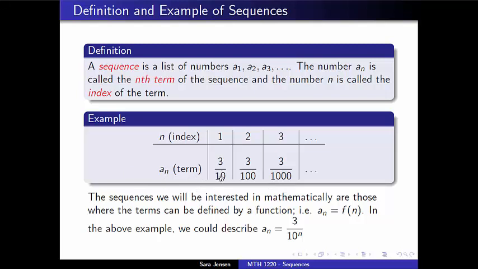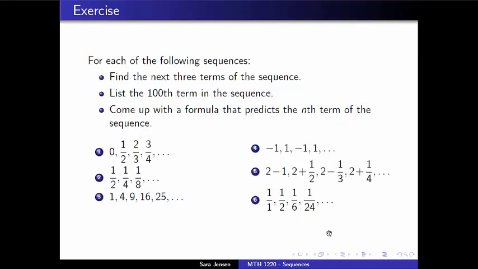If I think of 3/10 as 3/10 raised to the first power, and 3/100 as 3/10 raised to the second power, and 3/1000 as 3/10 to the third power, we see that we could use the function 3/10 to the n to describe the nth term in the sequence. And that's really powerful. I only listed 3 terms of this sequence, but because I have a very special kind of sequence, one that exhibits a pattern, I could predict the 100th term in this sequence with no difficulty at all. That's going to bring us to our very first exercise.